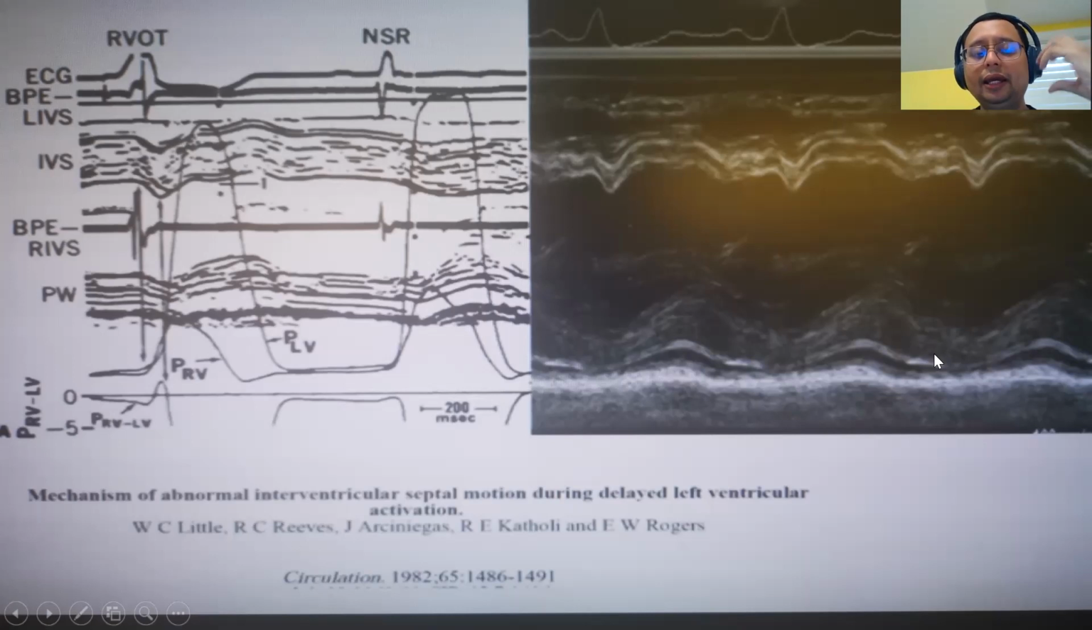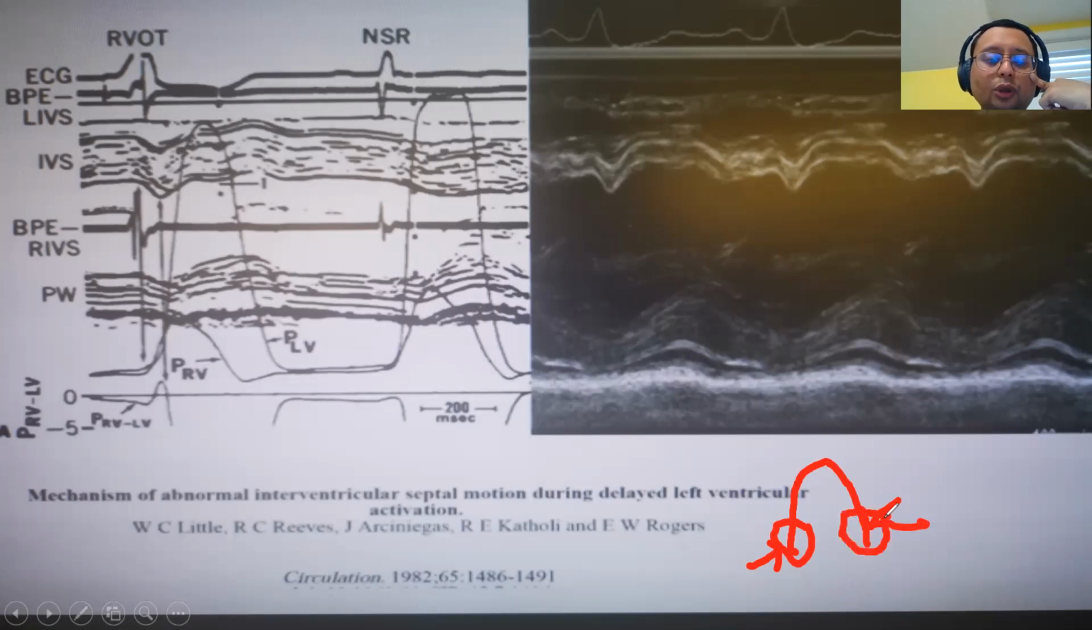It is best seen by M-mode. In a patient with left bundle branch block, in order to understand it, I'll do a very crude picture. Let's say this is the septum, and this is the lateral wall. In a patient with electrical dissociation and mechanical dissociation, the septum is activated too early, and the lateral wall is activated too late. So what happens when this is activated too early during systole and this is activated too late?